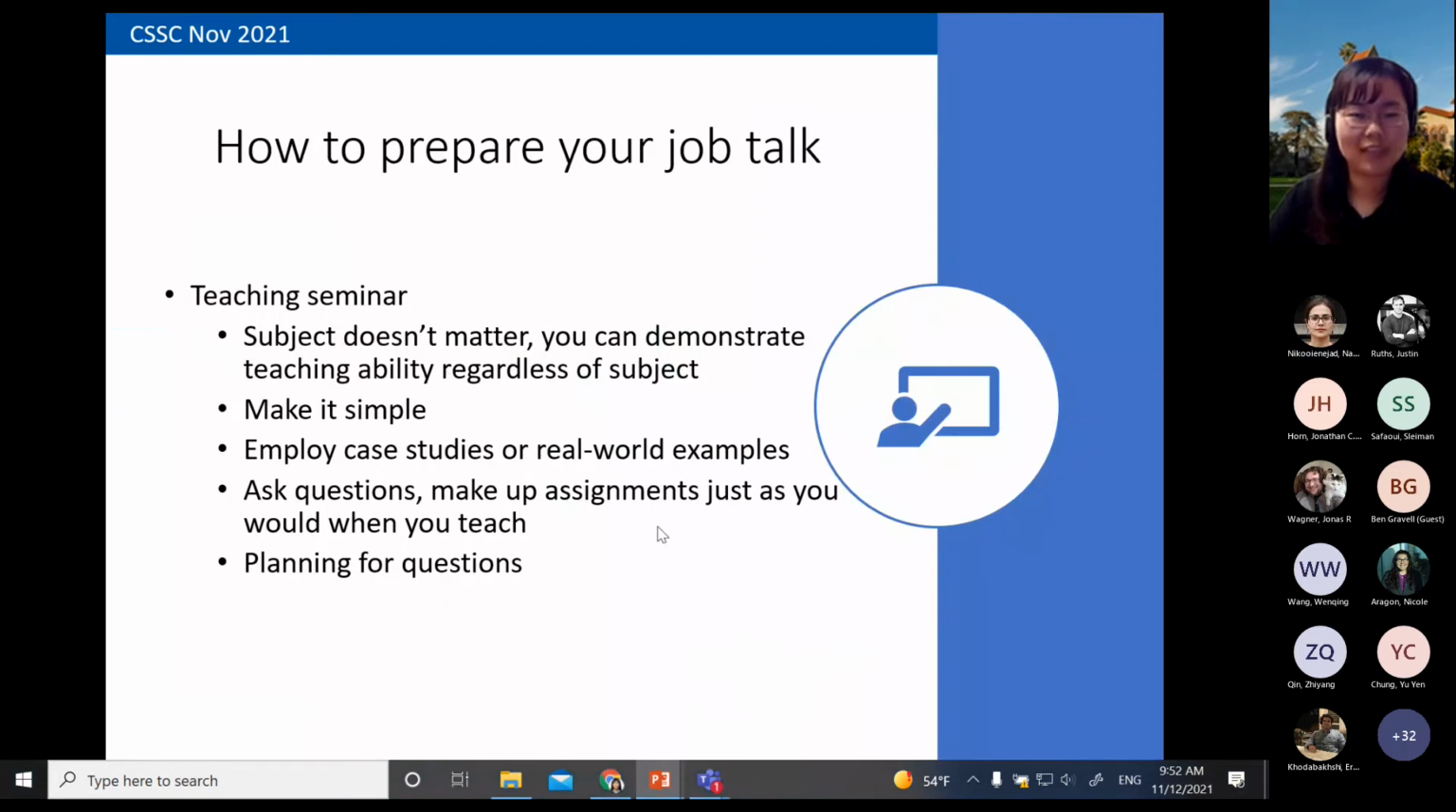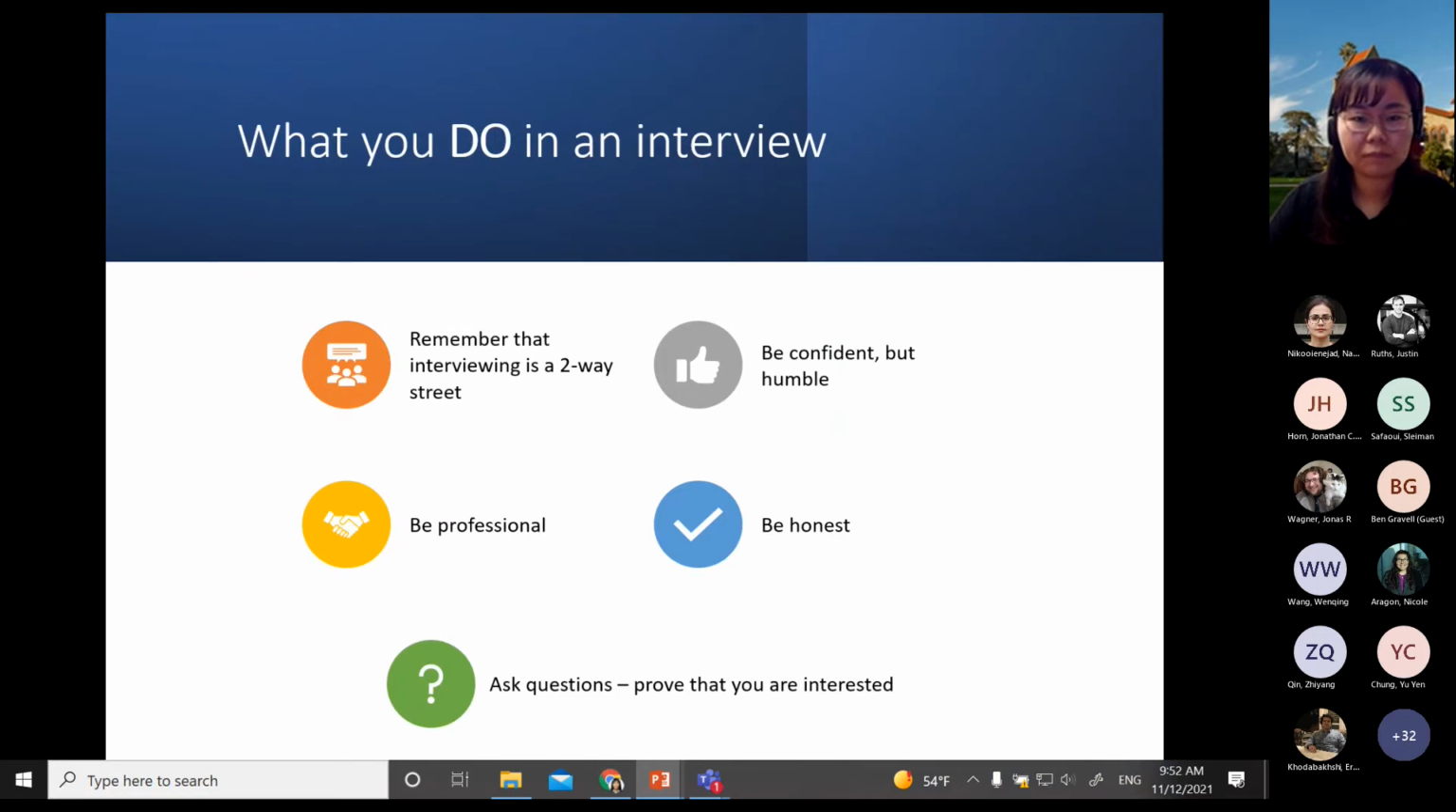So also you might have a teaching seminar. The subject doesn't matter for a teaching seminar. It's a way that you demonstrate your teaching ability. So make it simple. Just include one case study or a real world example, and also engage your audience. So ask questions, make up some assignment, just as you would when you teach, and plan for questions.